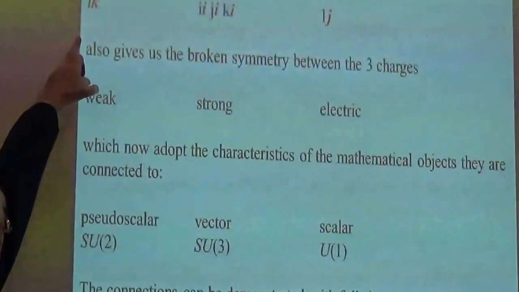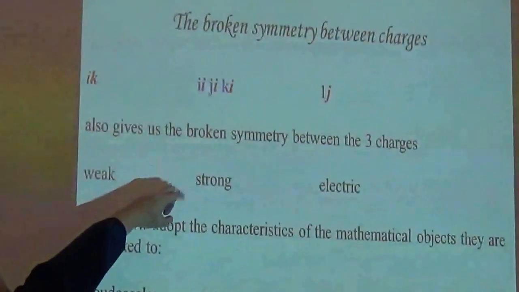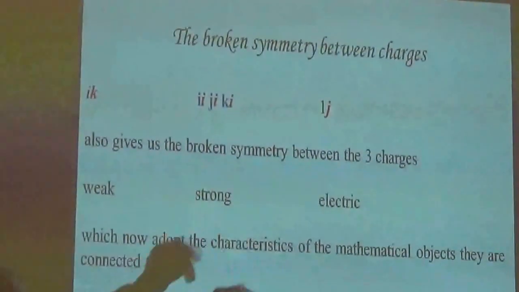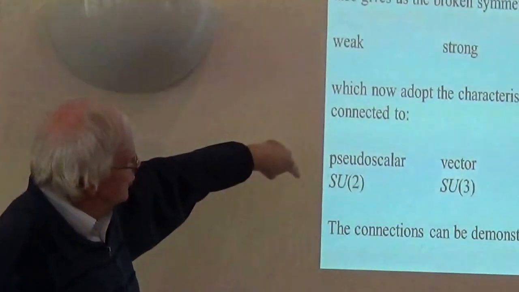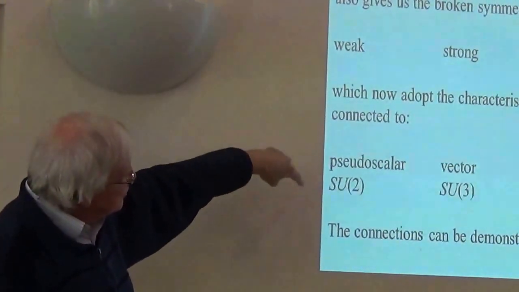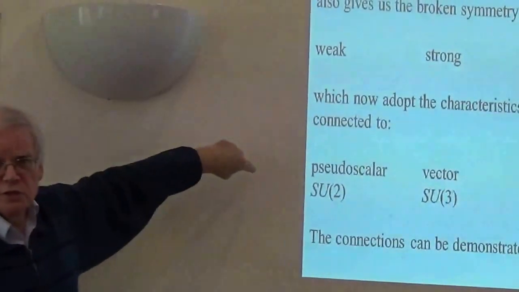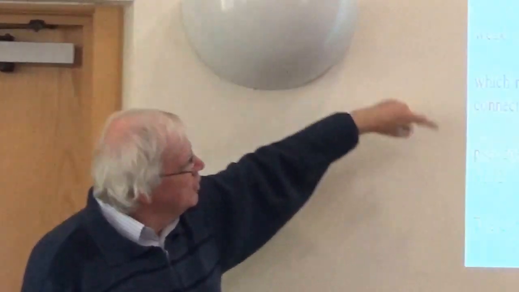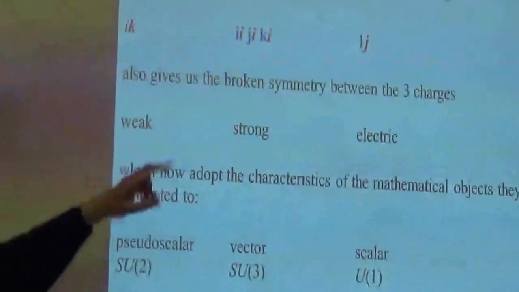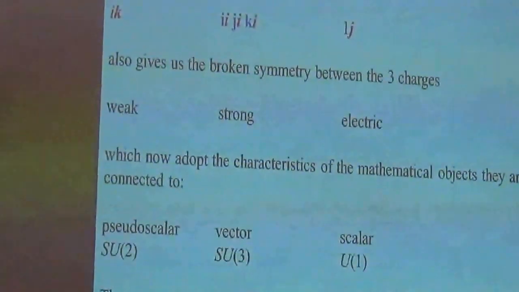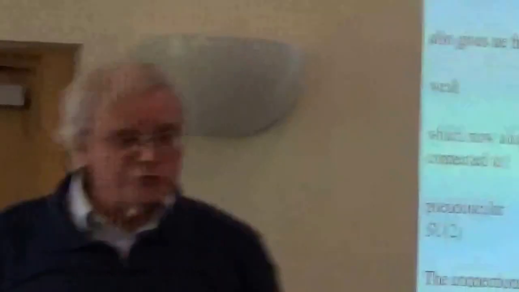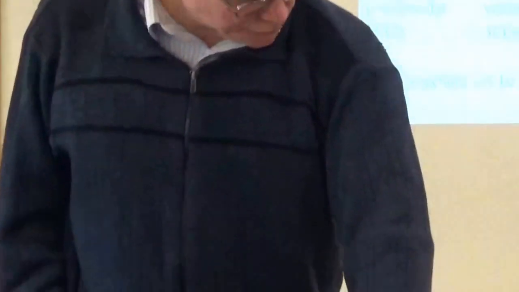And we notice that the weak charge has this complex i in it, the strong charge has a vector term, and the electric charge is a scalar term. Ultimately, and I've shown this on the blackboard, this breaking leads to these symmetries. These Lie group symmetries come from those algebraic representations. We can demonstrate that completely and 100% rigorously, and it's done in that blackboard.